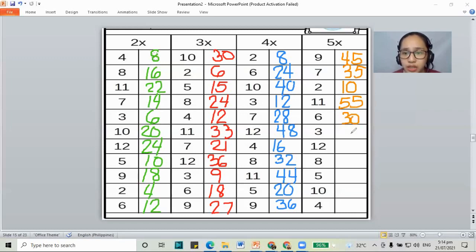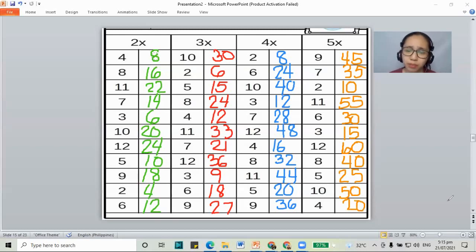5 times 3, this is 15. 5 times 12, this is 60. 5 times 8, you get 40. 5 times 5, this is 25. 5 times 10, this is 50. And 5 times 4, you get 20.